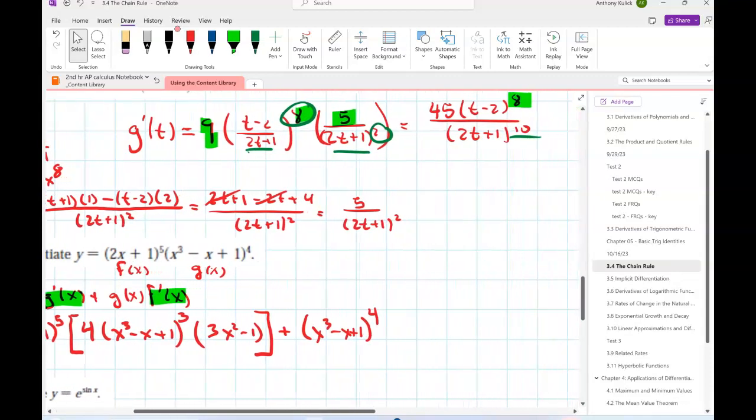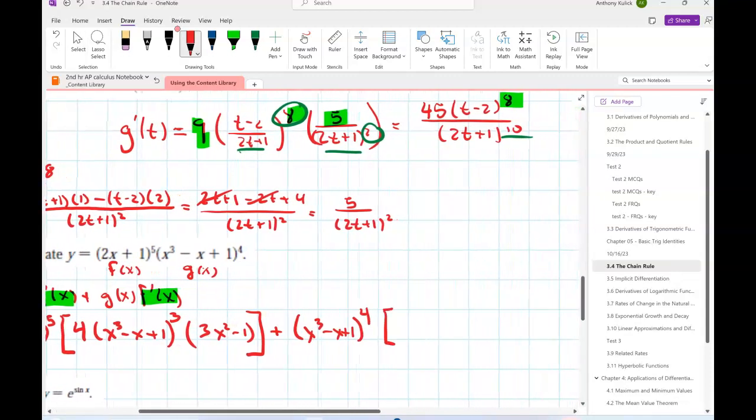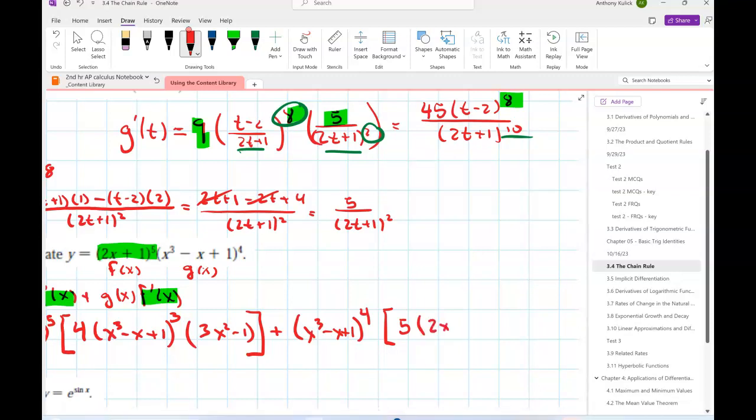So again, we have our G, and now F prime. Let's try to do that one in our head. So we're doing this derivative in our head. So it should be 5, right? And then the inner to the 4th times the derivative of the inner.